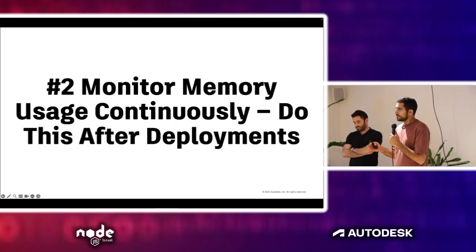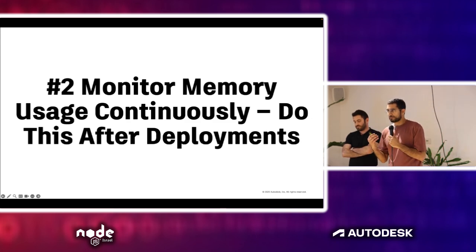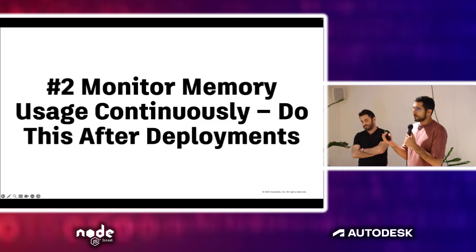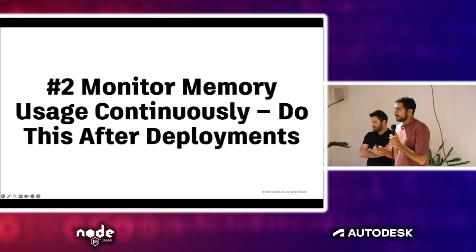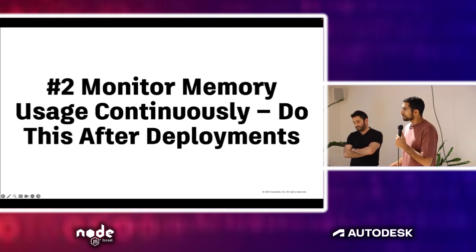For the second part, we understood that we need to monitor our memory more frequently. We understood that most of the time, memory leaks happen when we have deployments. So when we have deployments, we are going to take a look at the monitoring tools and try to see, for the next hour, can we see any increase of memory? Can we see any pattern that we didn't see in previous deployments?